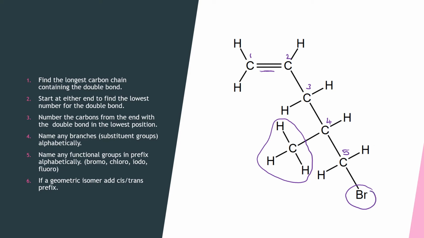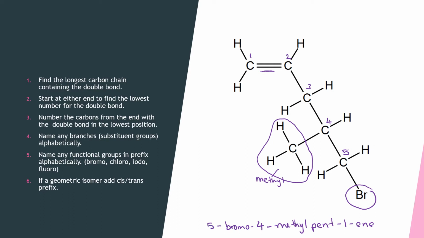So let's name the parent name. It is pent, and you put 1-ene. So this means the double bond is located between carbon number 1 and 2. We have a branch which is a methyl group, so we put that in, methyl, and it is located on carbon number 4, and we have a functional group in prefix which is a bromo, and it is located on carbon number 5.